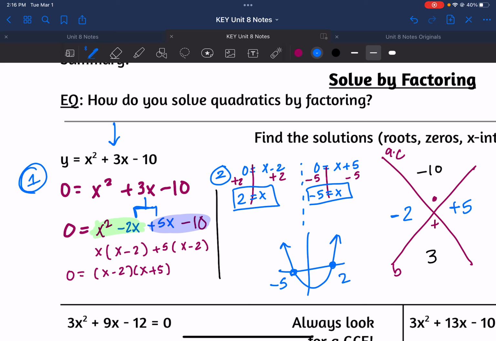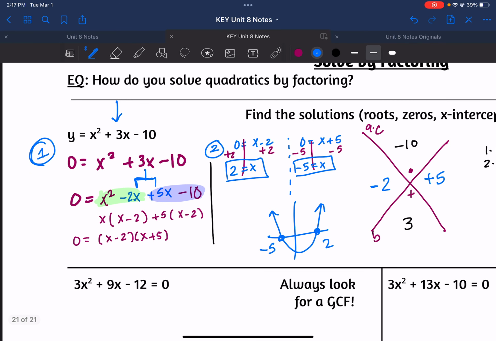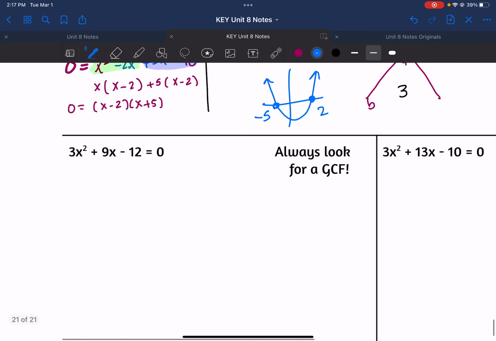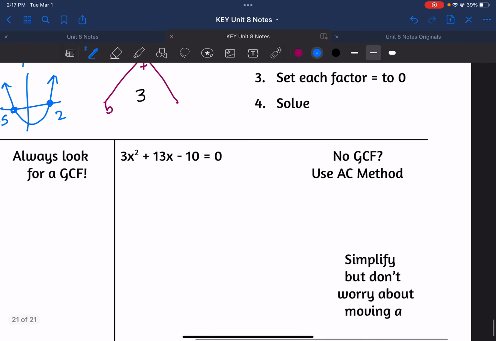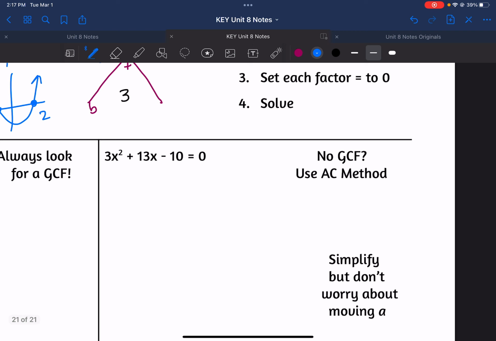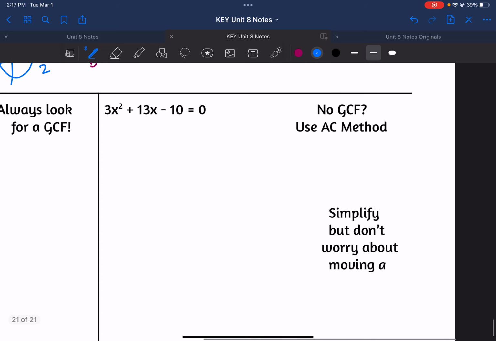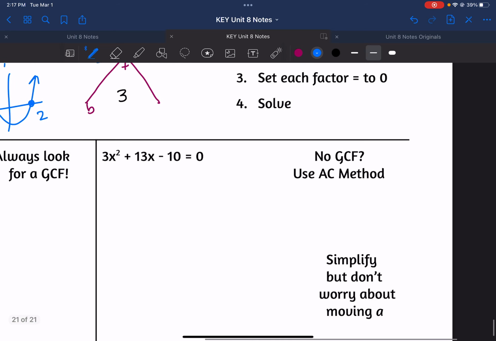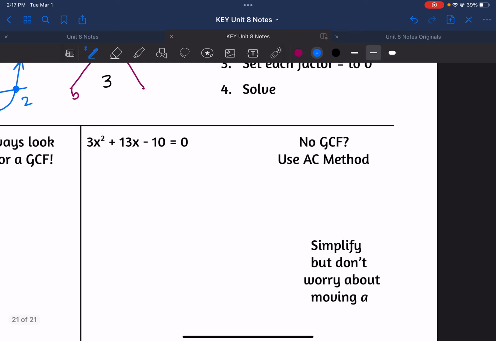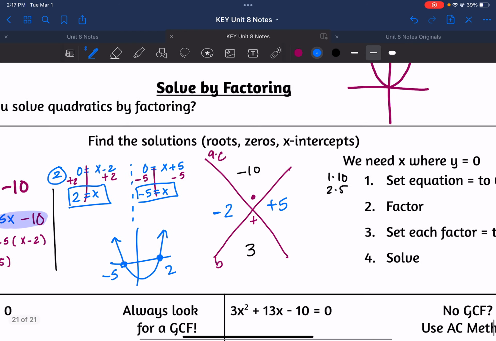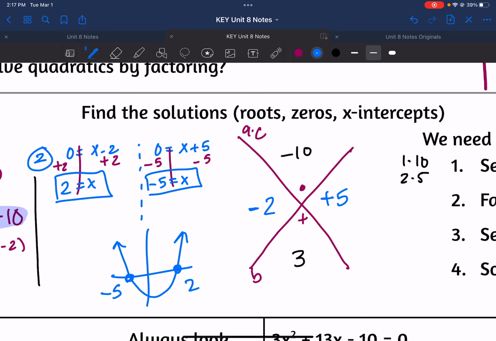That's using the x factor method. So I'm going to do that again a little faster, and then I'm going to show you a way using the calculator in a minute, okay? So let's go down to this one right here, using the x factor method. Use the AC method, simplify, don't worry about moving A. All right, so let's go ahead and do that real quick. Let's try it again. So remember, I want to figure out, hey, what are my x-intercepts? And also, guys, my bad. Since I have 2 different answers, 2 and negative 5, I have 2 solutions here. So here are 2 solutions.